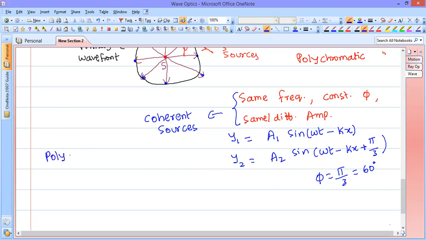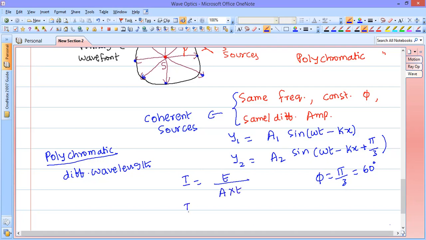Polychromatic means these light rays will have different wavelengths. So, whenever the wavelength is different, intensity will also be different. Generally, I can say that intensity is equal to energy per unit area per unit time. Right? Energy of the light rays. Since here the light rays are moving in the form of a wave, I can use the principle E equal to n h nu. Can I use?